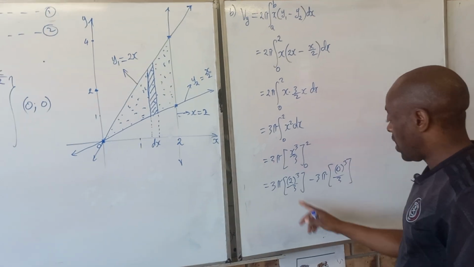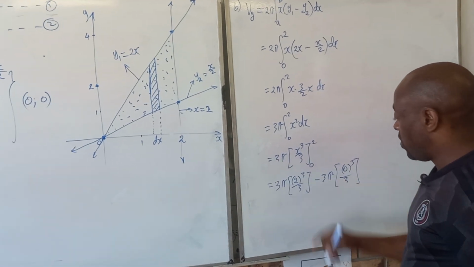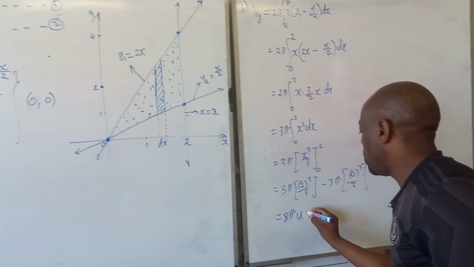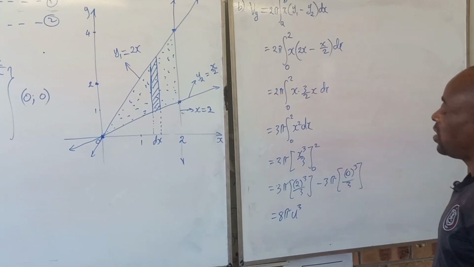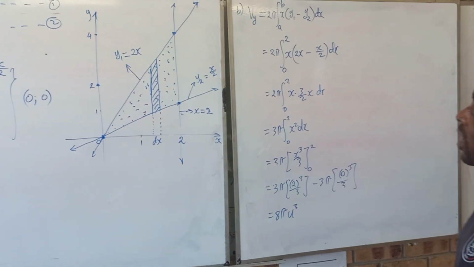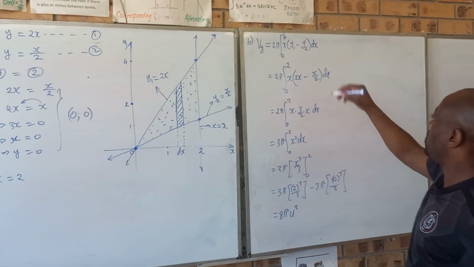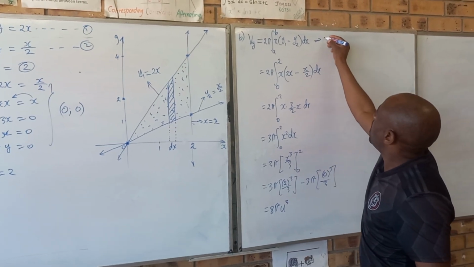Then here the 3 will cancel the 3. 2 cubed is 8, so your answer is 8 pi unit cubed. If you like to put it in decimals, it's fine. So guys, that's how simple it is to calculate the volume. And this method we have used is called the shell method.